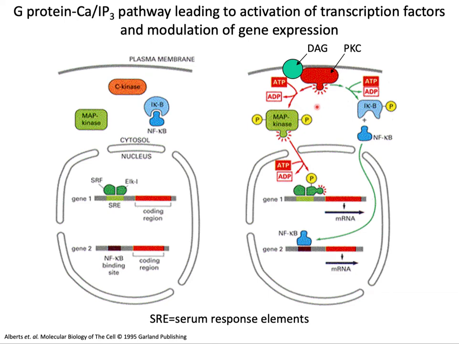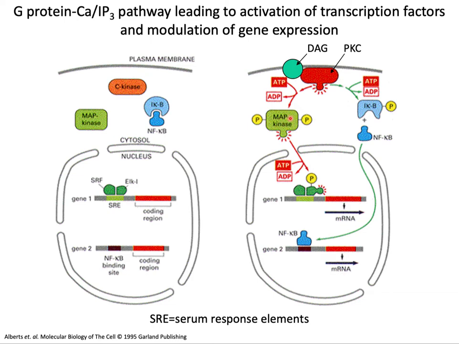So if we move over to the right-hand side of the slide, now you have the appearance of the diacylglycerol in the plasma membrane through the Gq-coupled receptor signaling pathway. And diacylglycerol then can bind to protein kinase C and activate it, which then phosphorylates the MAP kinase, which is itself one of those relay proteins that becomes activated when it is phosphorylated.